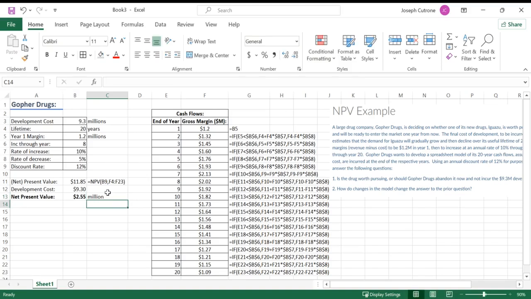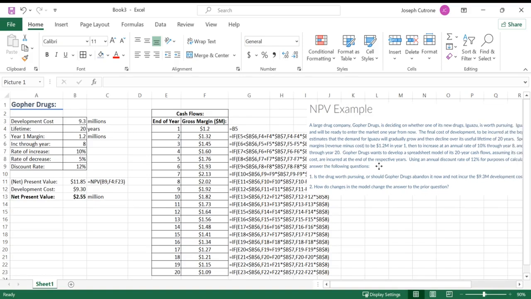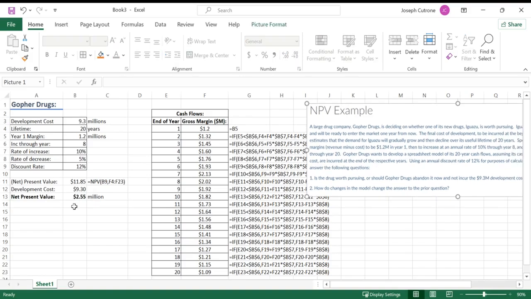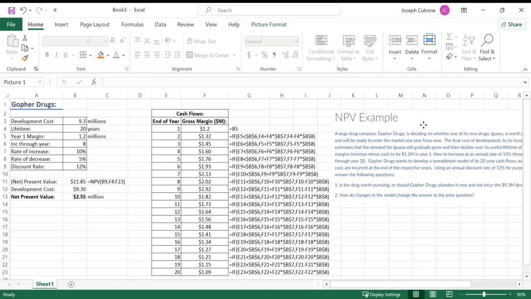The way to interpret this number is, as a manager, if we greenlight this project, if we say go for it, we will add $2.55 million value to the firm in today's money. So this answers the question, is the drug worth pursuing, or should we abandon it now? Positive. So if the option is to go make 2.55 million, I think that's a big yes. Positive NPV is a good thing.